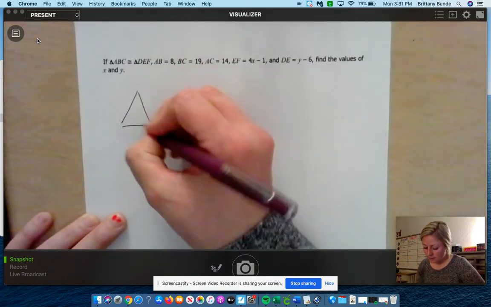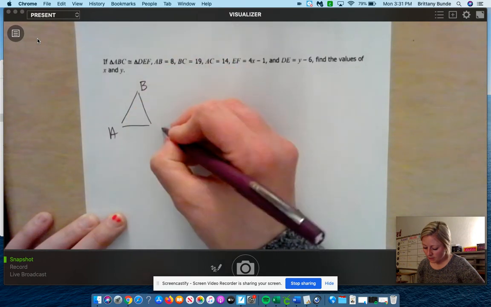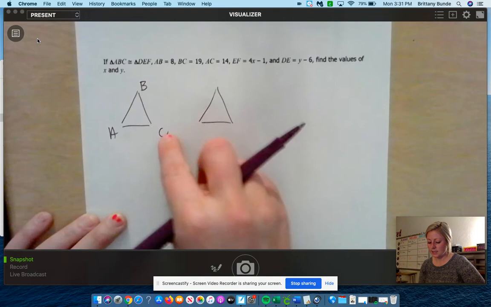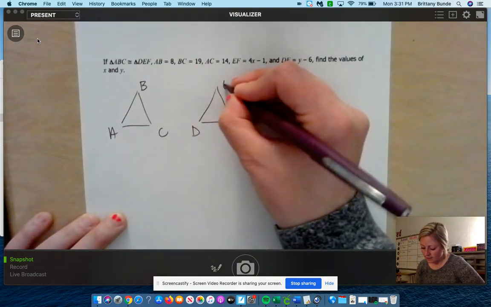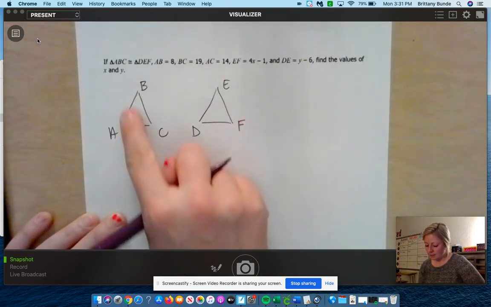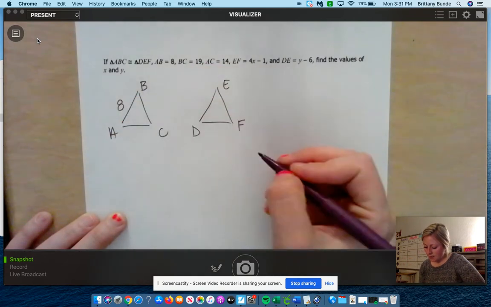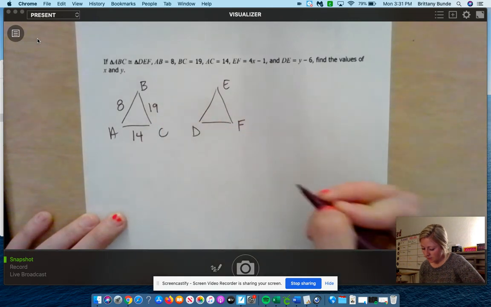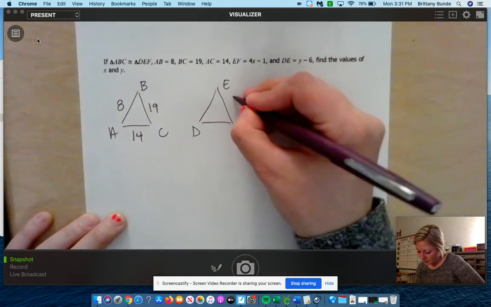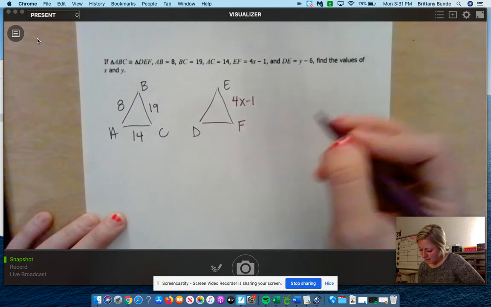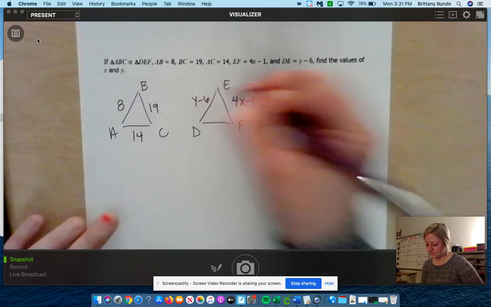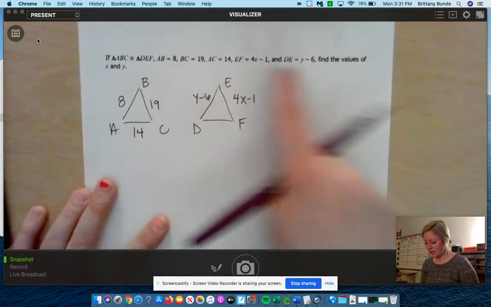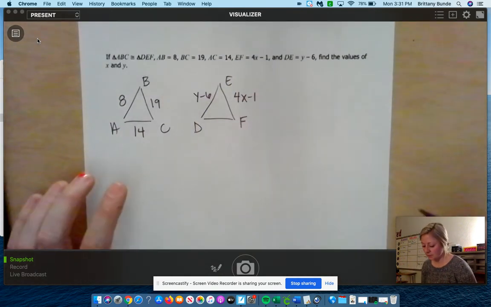So give yourself a decent picture here and just make sure you label your triangle in the same order. So I went A, B, C. Now I'll make sure I follow D, E, F. And now I'm going to label AB equals 8, BC equals 19, AC equals 14. EF is 4x minus 1, and DE equals y minus 6. For me, this is a lot better visually understood than just reading it off, but whatever works for you, works for you.